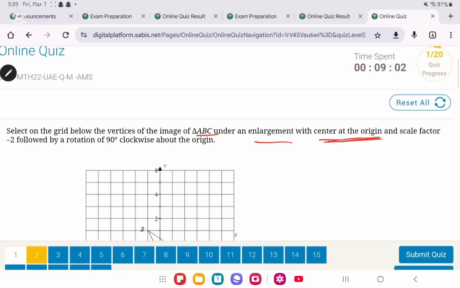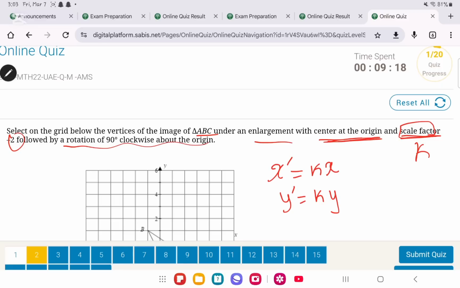Whenever you see center at the origin, that means to find x prime, it is constant times x, and y prime, it is constant times y. Scale factor is our constant k, so in this case it's -2, followed by a rotation of 90 degrees clockwise about the origin. What you need to know when we are dealing with a rotation 90 degrees clockwise about the origin, it will change the point from (A, B), let's say, into (B, -A). So keep this in mind, okay?